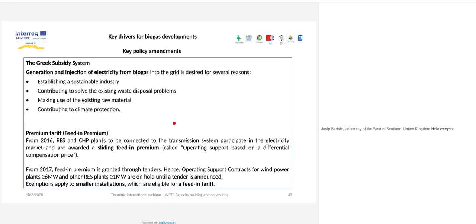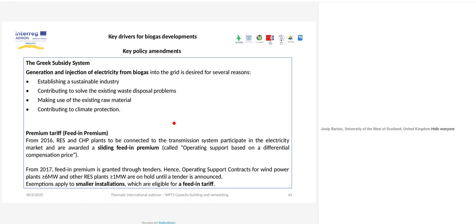However, there are also some key drivers of biogas development which are related to policy amendments. We have a subsidy system here in Greece, and this favors the generation and injection of electricity from biogas into the grid, because of the establishment of a sustainable industry, because it contributes to solving the existing waste disposal problems, it makes use of the existing raw material, and contributes, of course, to climate protection.